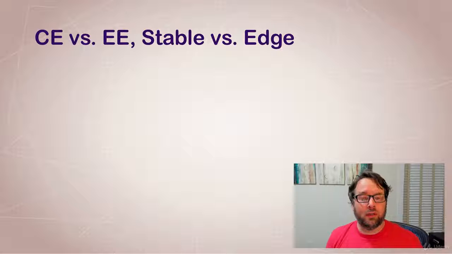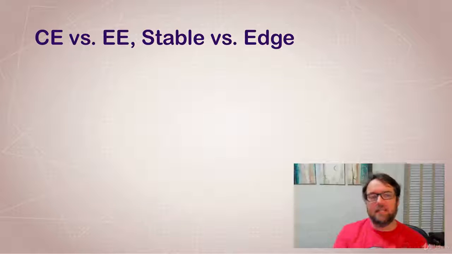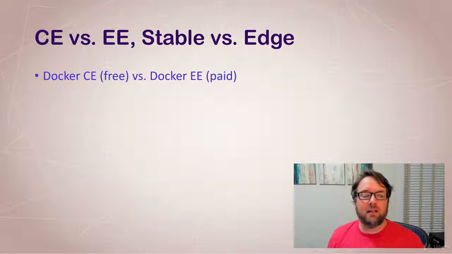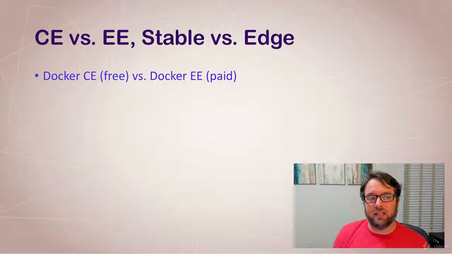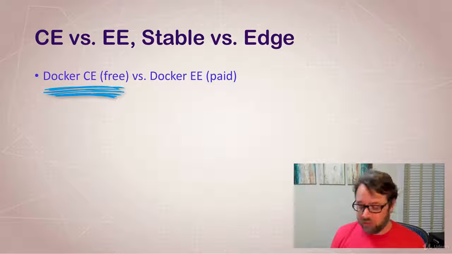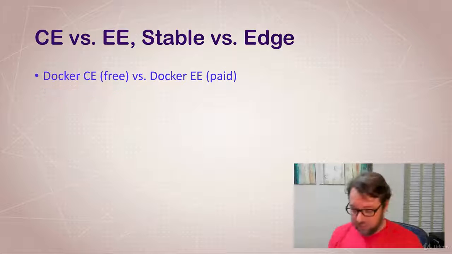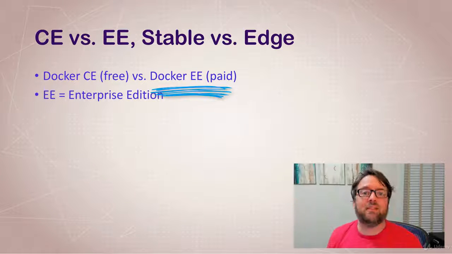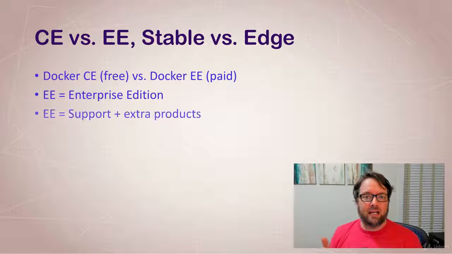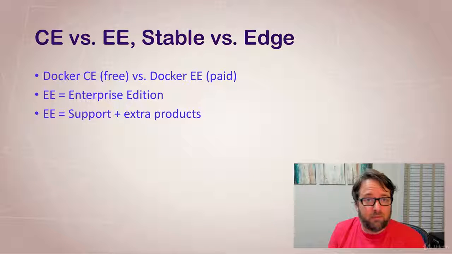So a real quick note on the differences between CE and EE and stable versus edge. We mentioned that the Docker version we're really using, or the edition I guess we're going to be using, is Docker Community Edition, and that's CE. That's the free open source version. The other version, Docker EE, is Docker Enterprise Edition, and it's a paid version that you pay per node, and it's not necessarily ideal for the independent developer or the single person.